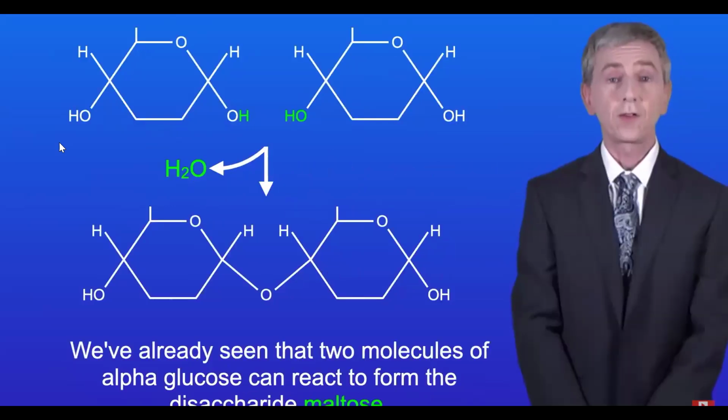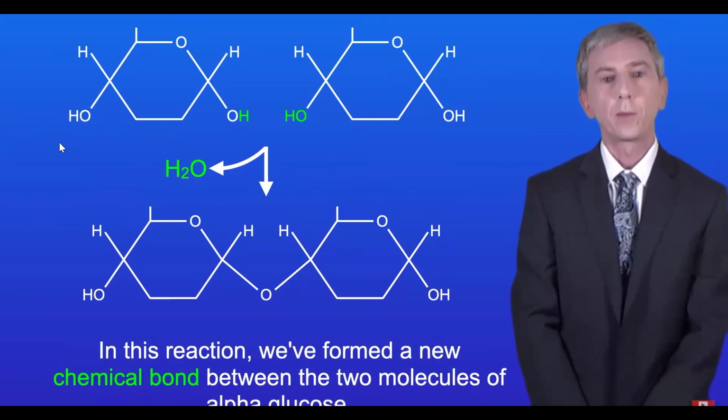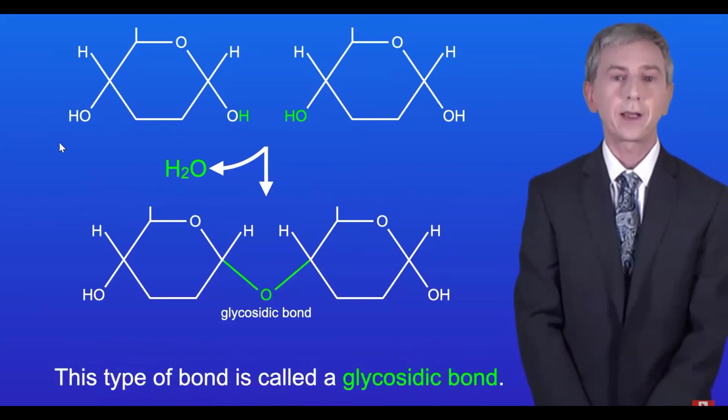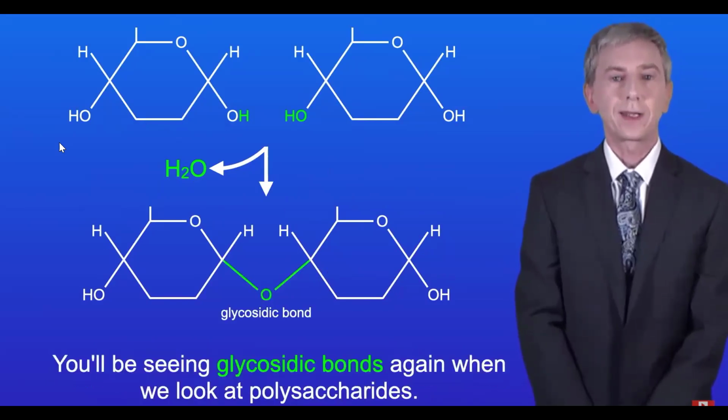Okay, so we've already seen that two molecules of alpha glucose can react to form the disaccharide maltose. As you can see, in this reaction, we formed a new chemical bond between the two molecules of alpha glucose. This type of bond is called a glycosidic bond, and I'm showing you that here. You'll be seeing glycosidic bonds again when we look at polysaccharides.